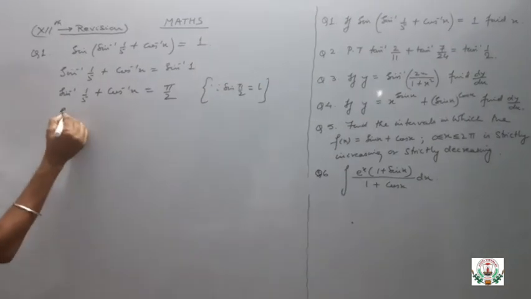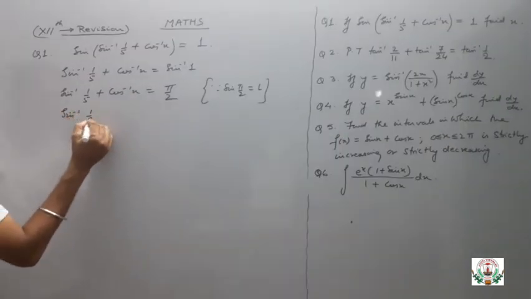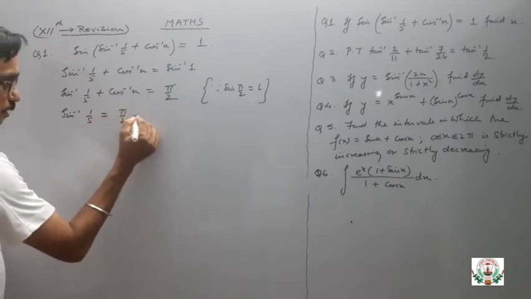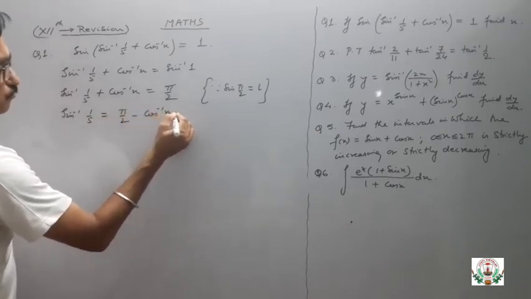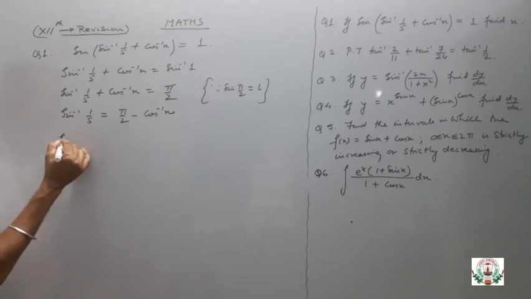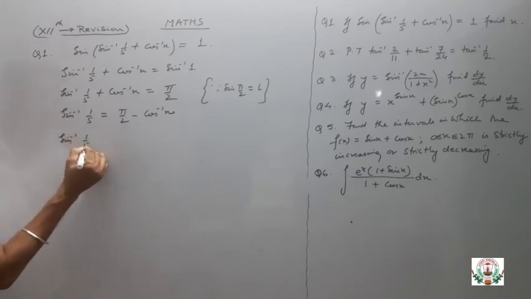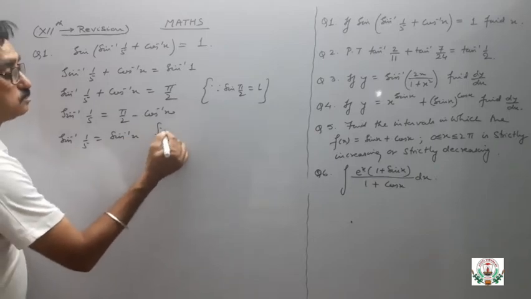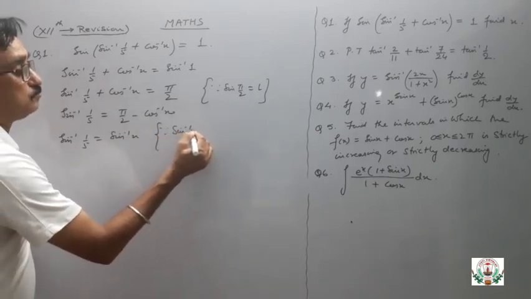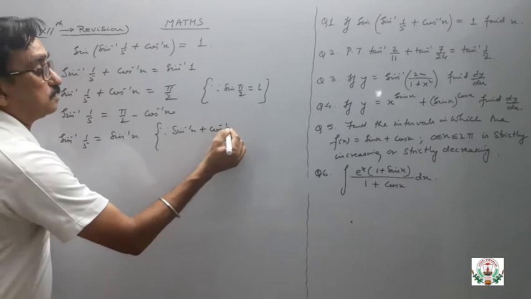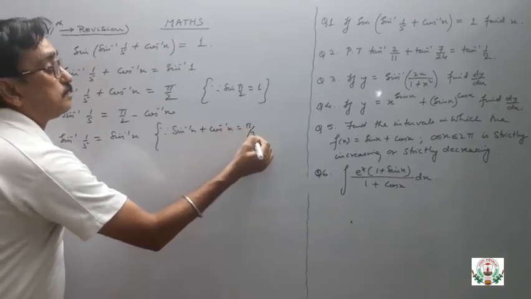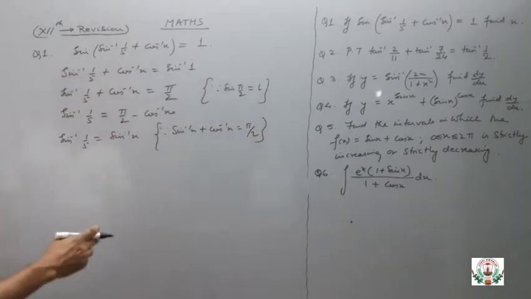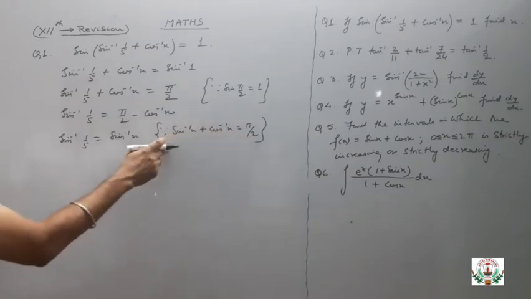So sine inverse of 1 by 5 equals pi by 2 minus cos inverse of x. Sine inverse of 1 by 5 will be equal to sine inverse of x, since we know the formula that sine inverse x plus cos inverse x is equals to pi by 2. So pi by 2 minus cos inverse x will become sine inverse x.